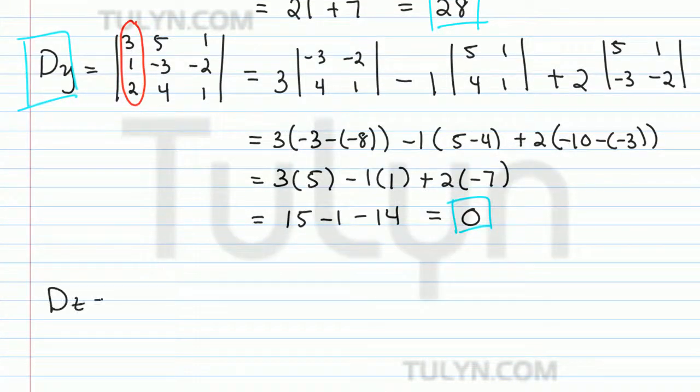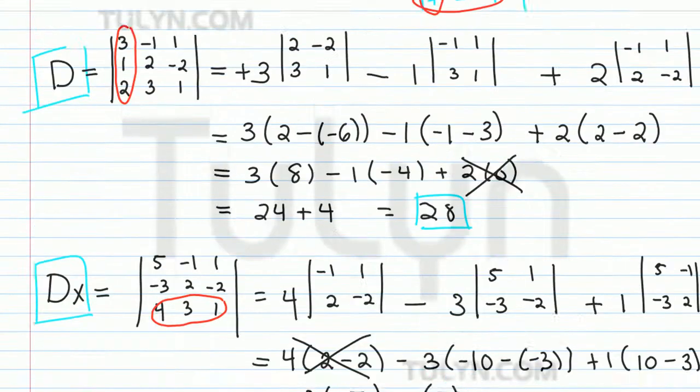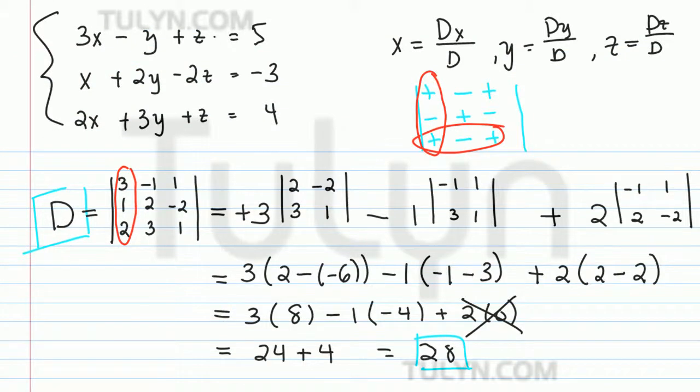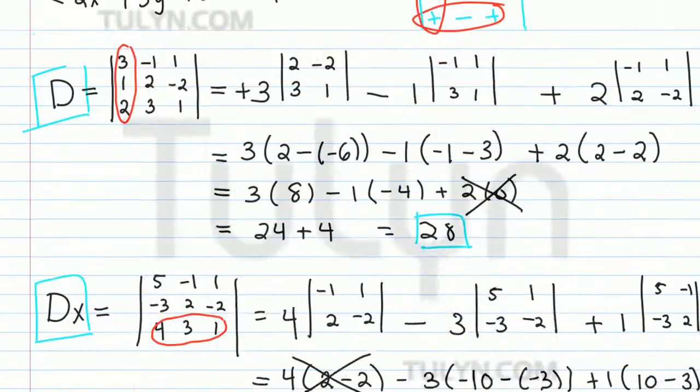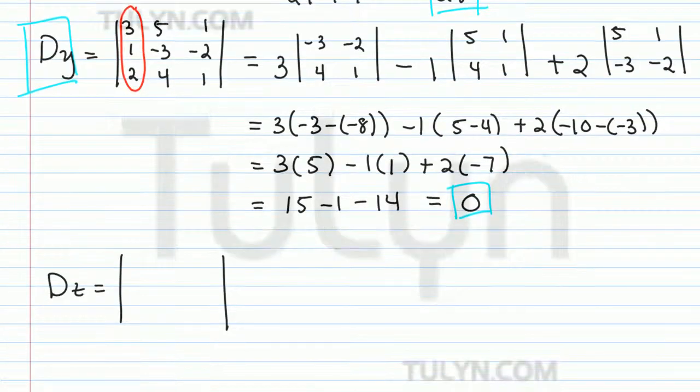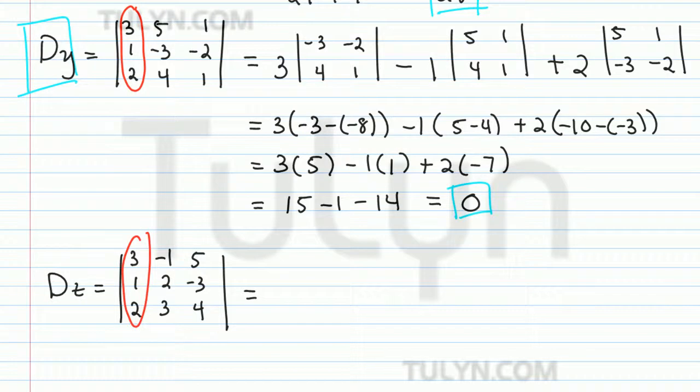So finally, dz is the 3 by 3, and going back up here, what we do is we replace the z coefficients now with the constant terms. So our first column is going to be the x coefficients, which were 3, 1, 2. Our second column is going to be the y coefficients, which is negative 1, 2, 3. And then our last column is going to be the constant terms, 5, negative 3, and 4. So now let's expand again. Looks like the first column is going to do it for us one more time.